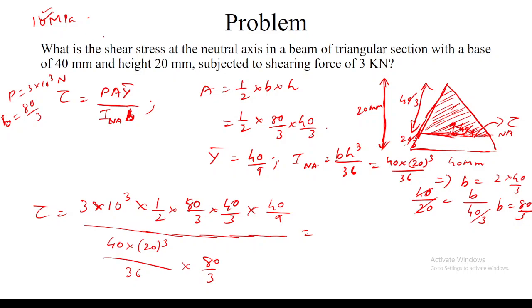So numerator, based on my calculation, what I'm getting is like 2370370 divided by denominator, which is 40 into 20 into 20 into 20 into 8. 10 MPa, sir. 10 MPa, you are getting it, right? Yes, sir. Yeah, so in the denominator also, I'm getting like 237037. Okay. So is everyone getting it? Yes, sir. Okay. So we will proceed to the next problem, okay?